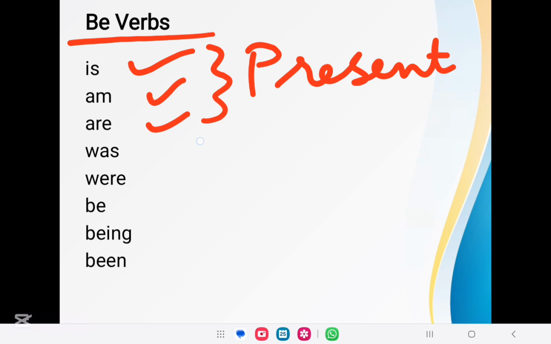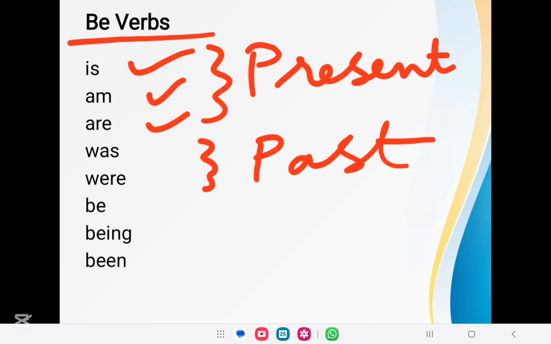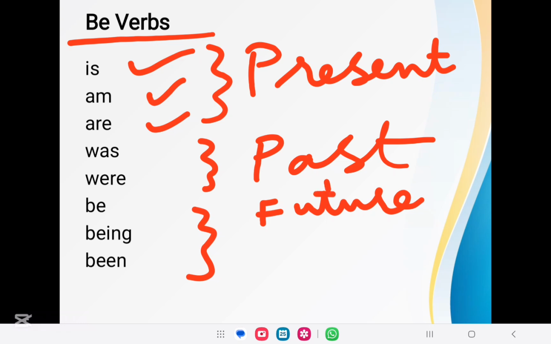Then we have was or were. Was and were are used for past continuous tenses. And then we have be, which is usually used in future continuous tenses, like when we say will be in future. Being and been are used in perfect continuous tenses.